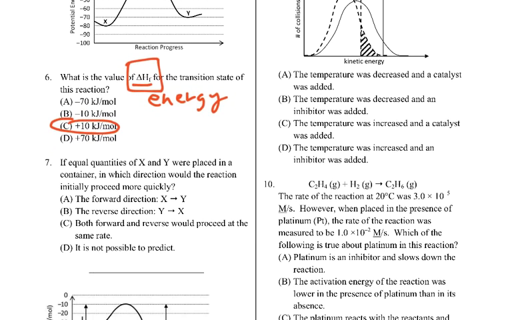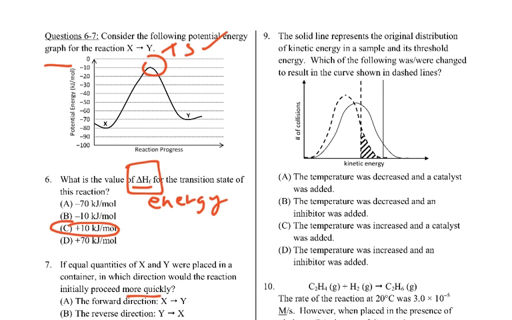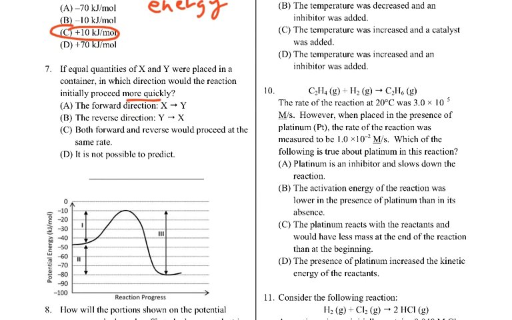Now number 7, if equal quantities of X and Y are placed in a container, in which direction would the reaction initially proceed more quickly? This is that whole concept that if we're going to go forward, we have to have this much energy, the activation energy in the forward direction. If we're going to go in reverse, we have to have this much energy. So we can see that it's going to be easier to go in the reverse direction than in the forward direction. So the reverse would happen more quickly in the beginning if we're starting with equal amounts of those two.